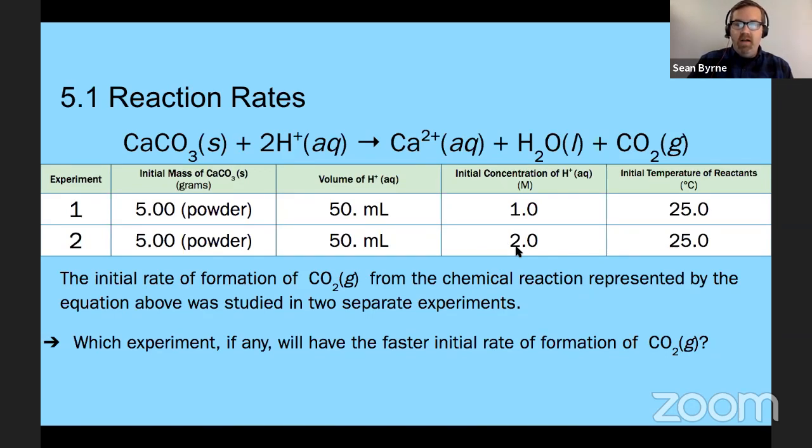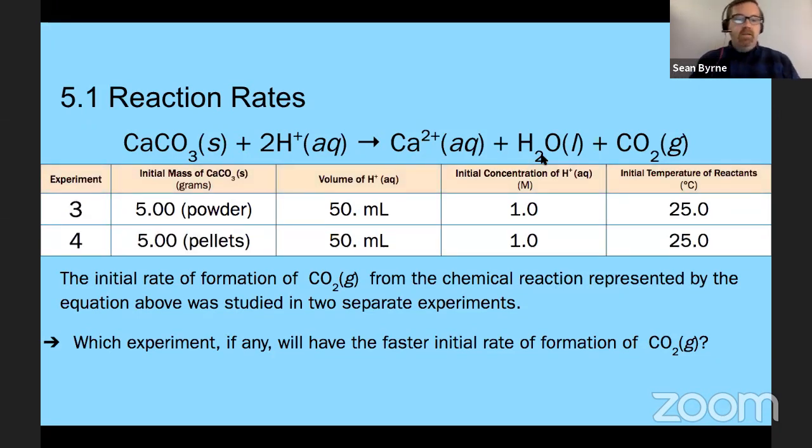When I have a higher concentration of a reactant, that would give me a faster or higher rate. And so the answer here is that experiment number 2 would have a faster initial rate, because there will be more collisions between the reactants when we have a higher concentration of the acid.